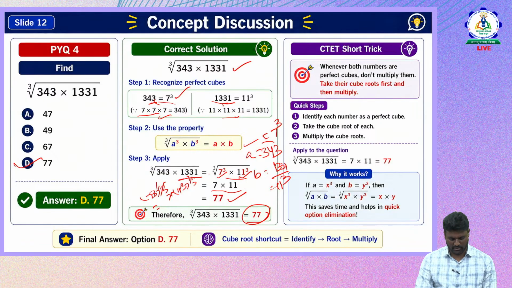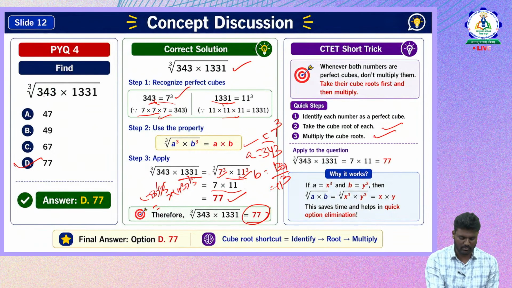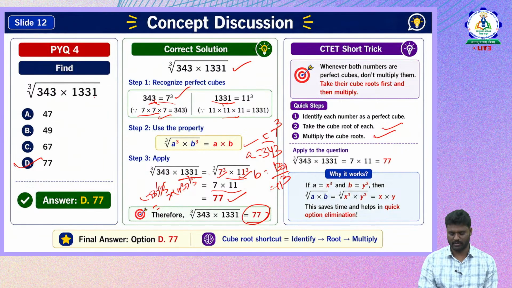Now the key steps which we need to remember when solving this question: identify each number as a perfect cube, take the cube root of each one, and multiply the cube roots. When you see this kind of question, do not do any multiplication within the cube directly. First try to recognize the perfect cubes of the given numbers, take the cube root of each one, and then multiply the cube roots. Then we'll get the solution easily.